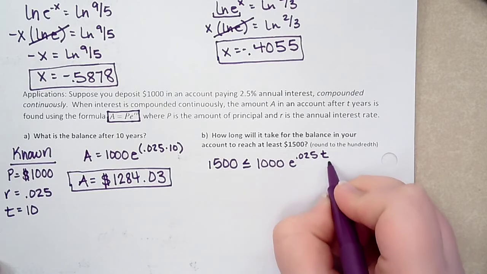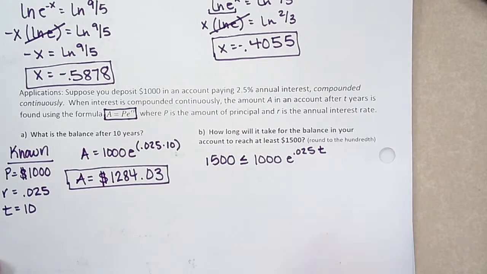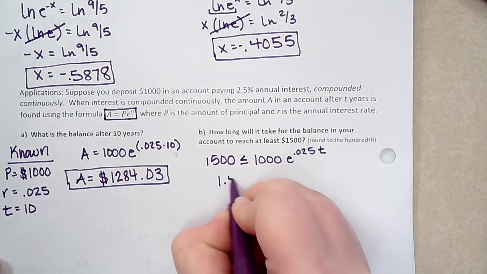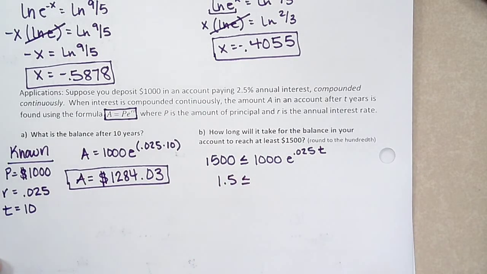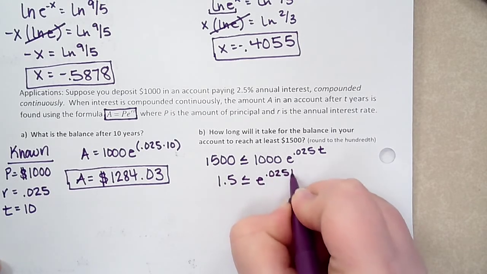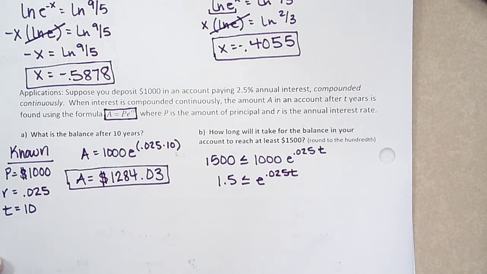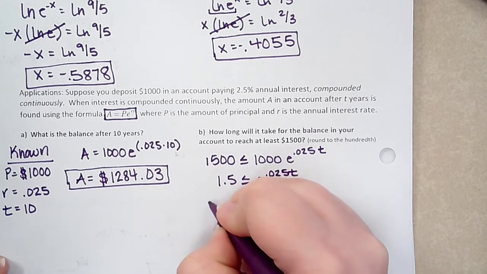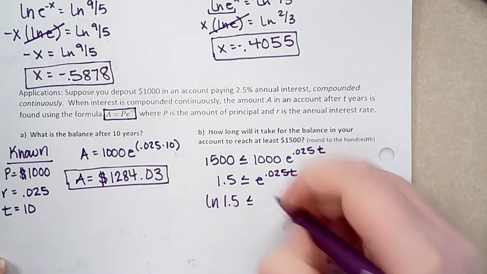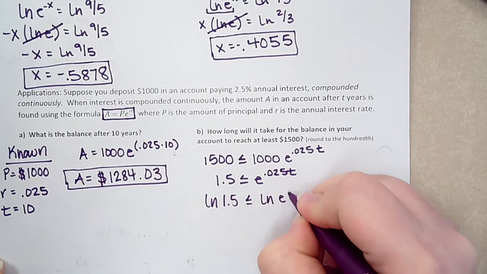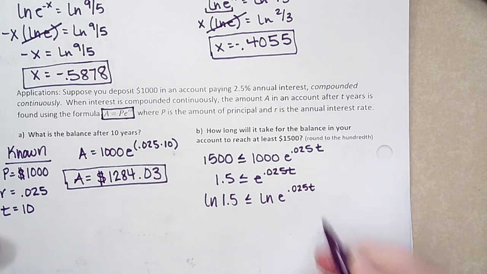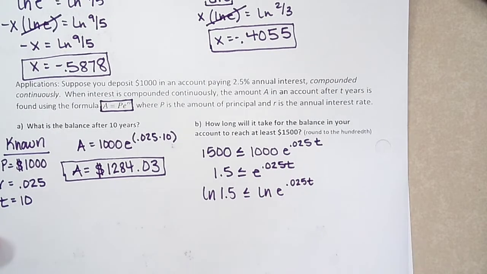How do I solve for t? Well, I just have to get it alone. So let's start moving things away. Let's start by dividing both sides by 1,000. I get 1.5 is less than or equal to e raised to the 0.025 times t. The only way to get rid of that e is to take the natural log of both sides. So natural log of 1.5 is less than or equal to the natural log of e to the 0.025t. Remember, my power becomes my multiplier.